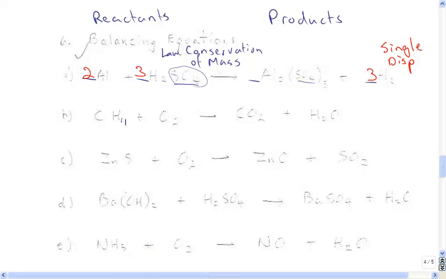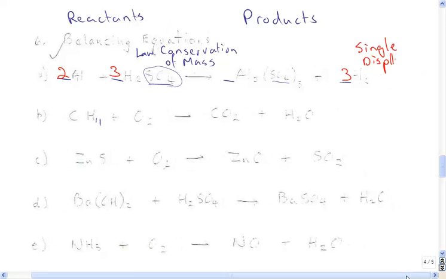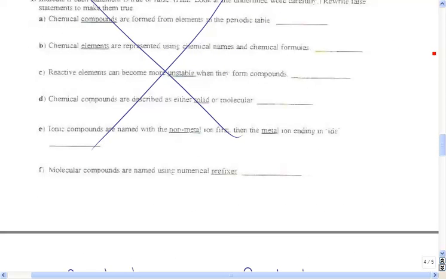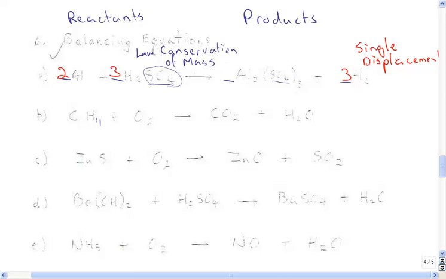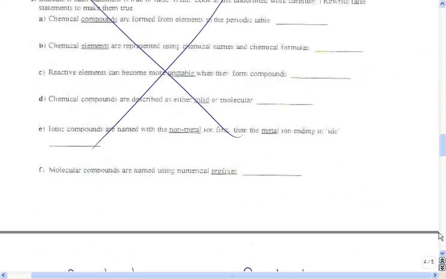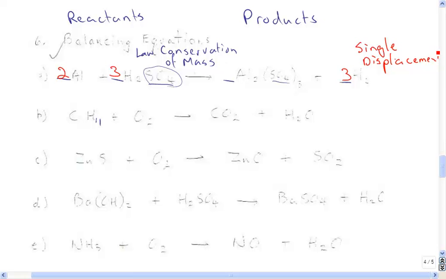Sorry, I hope I don't run out of room. This is a single displacement. Oh, goodness. I'm running out of room here to write. My apologies, but that's single displacement. I just ran out of room on the page to write. So that's called a single displacement.